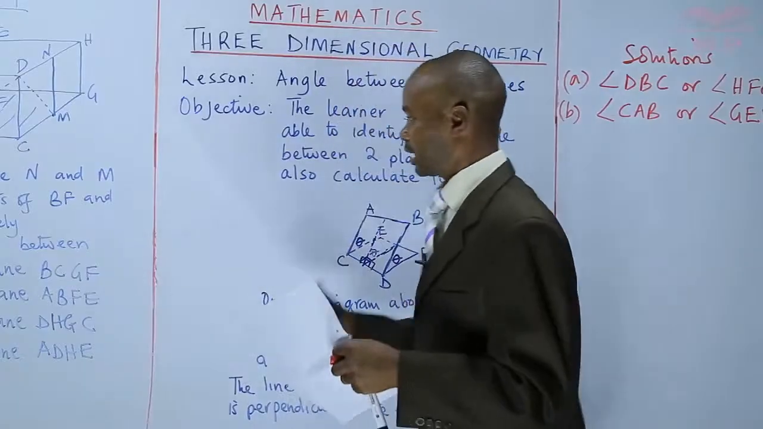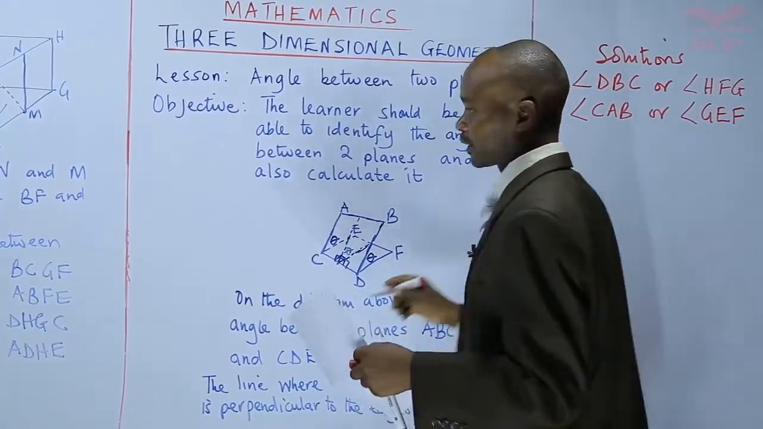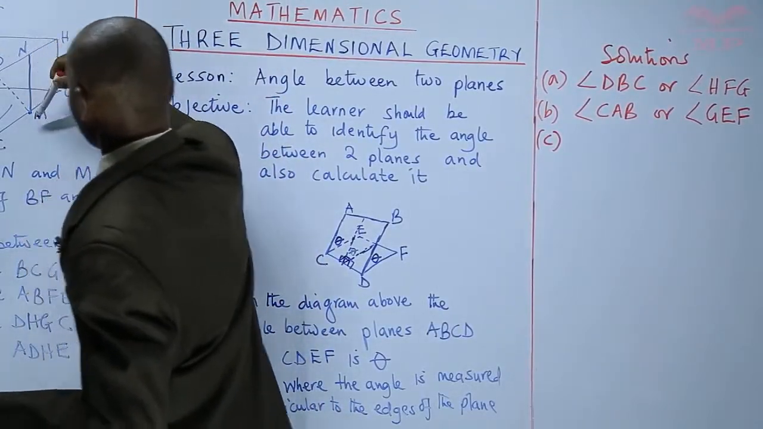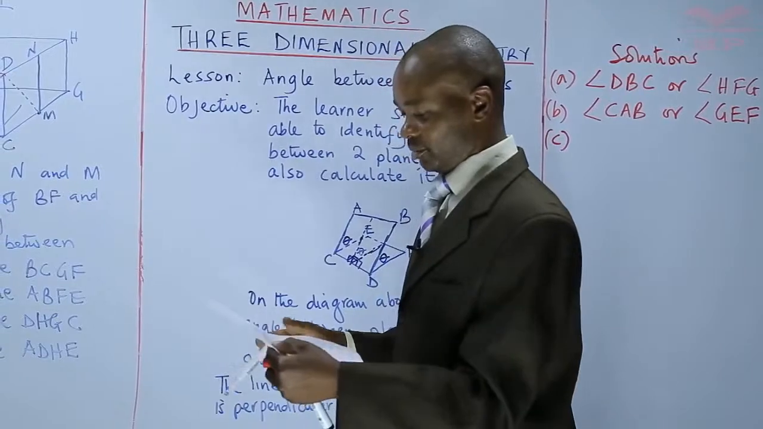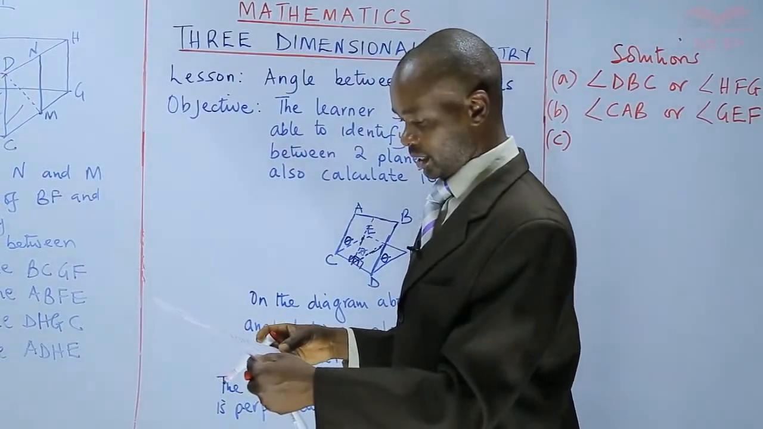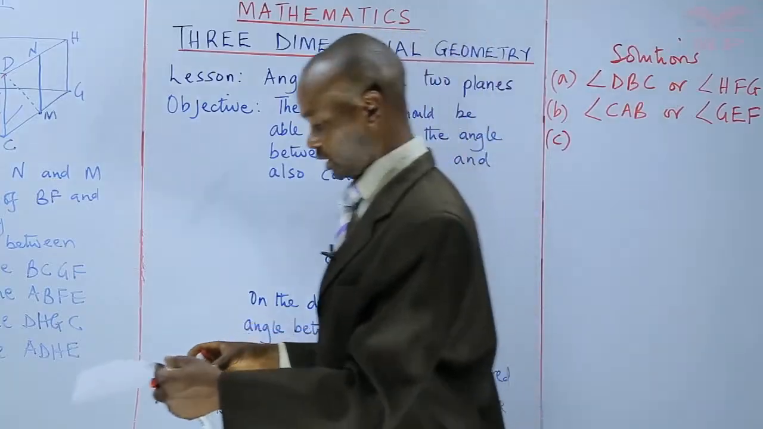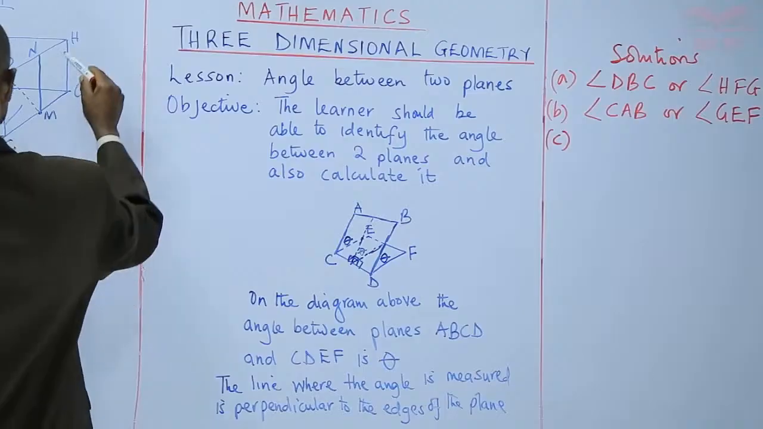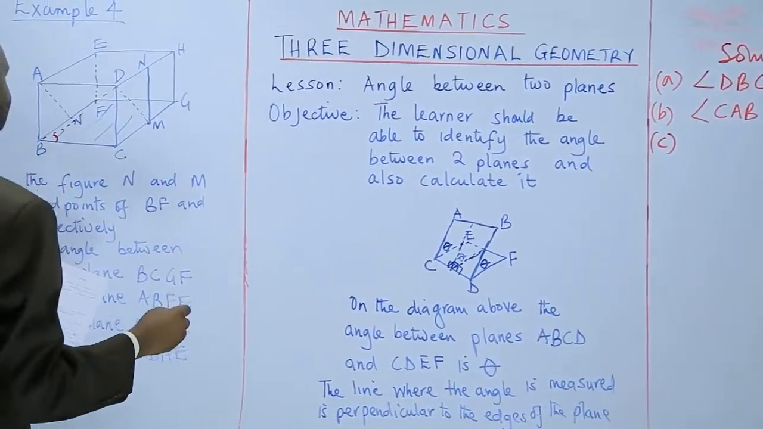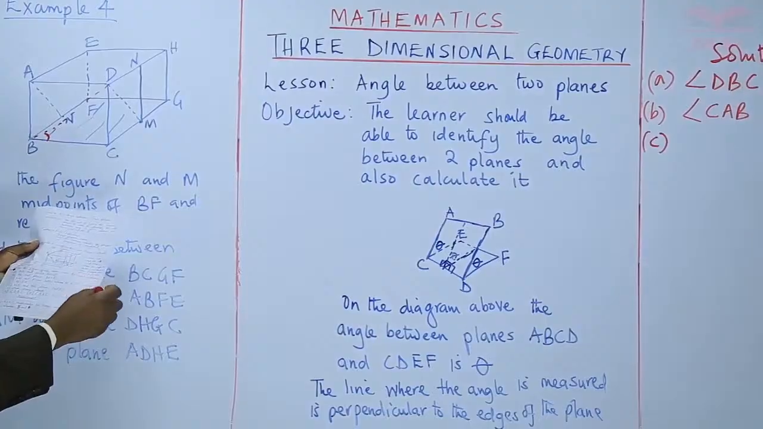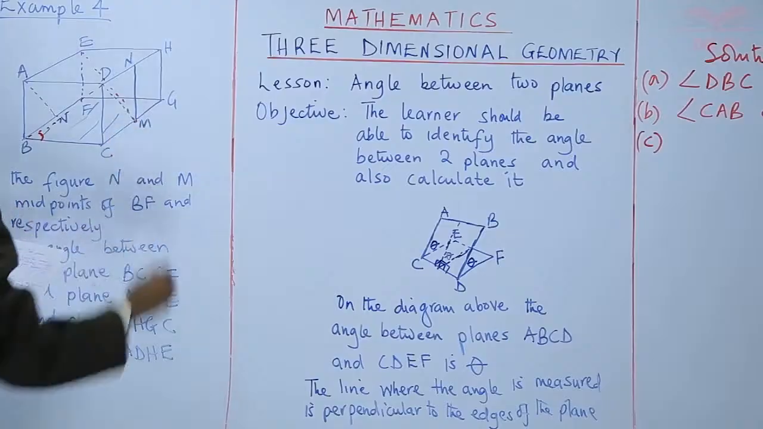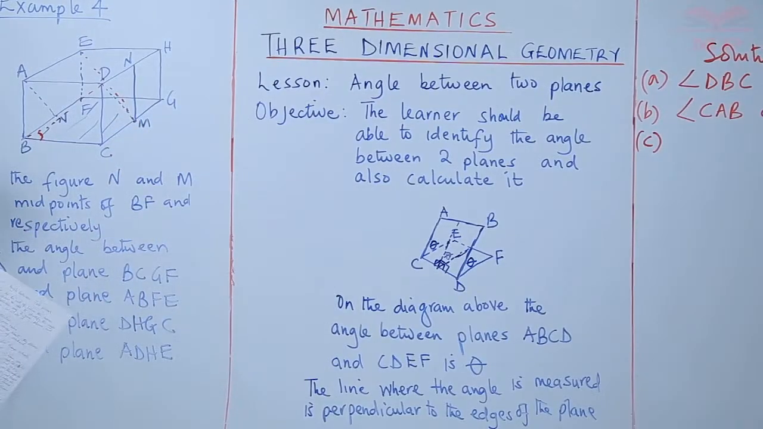So we move to the third one, C. EM, we look where EM is. EM and plane DHGC, DM, EM. So they are looking at these. So you look at that angle.